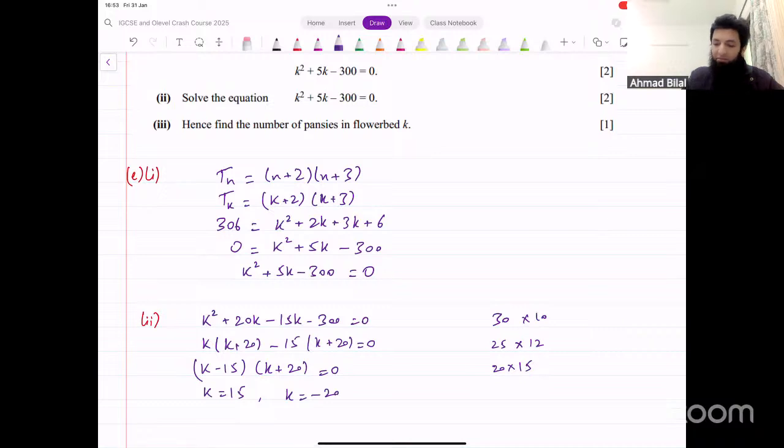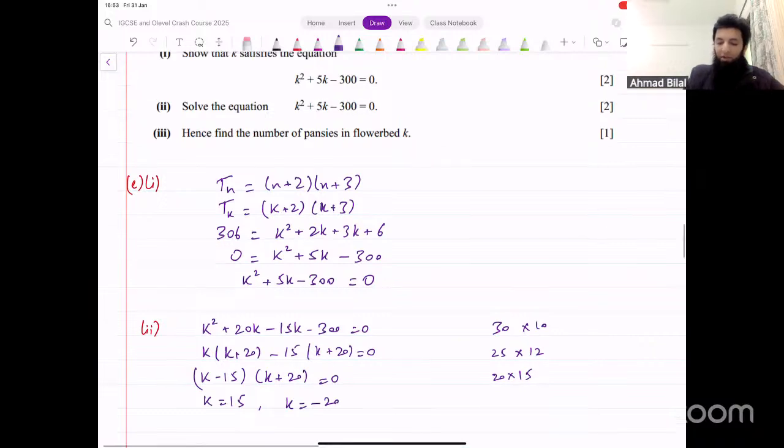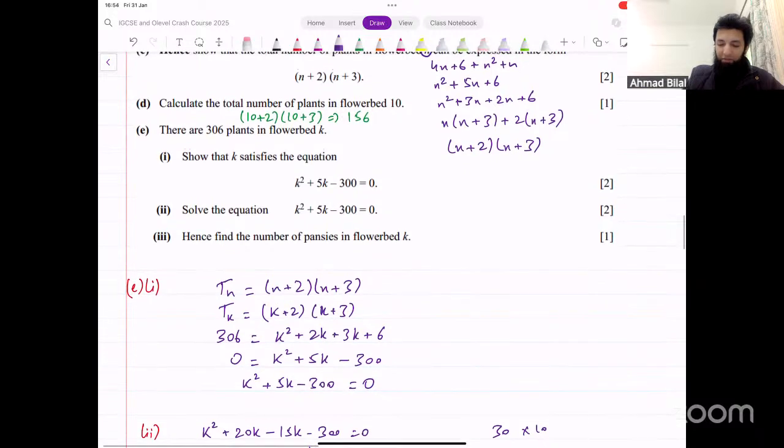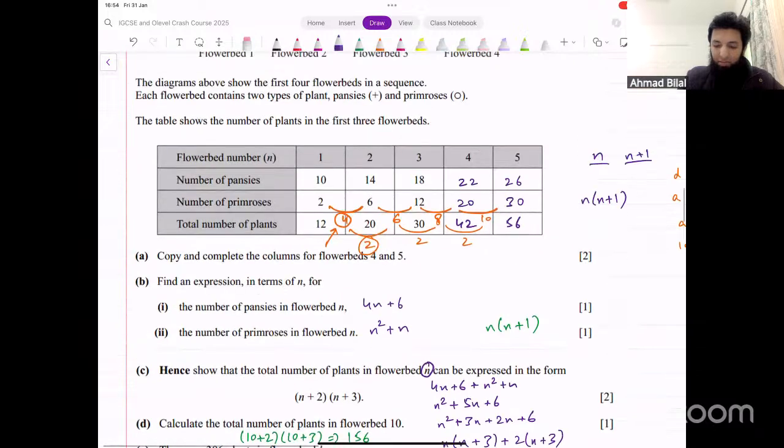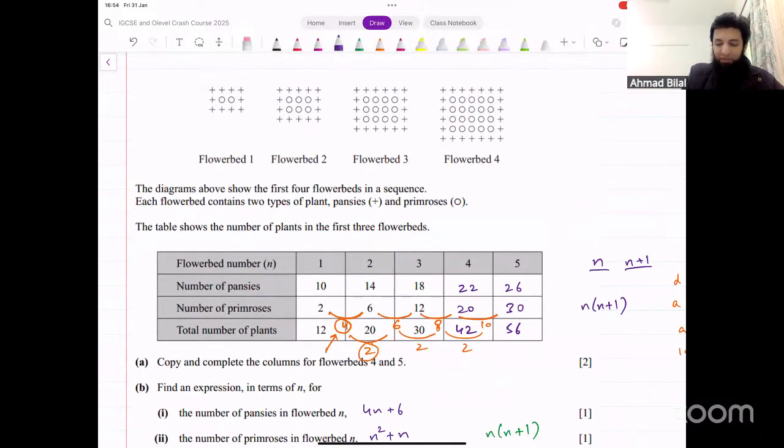Okay. Now you have to be careful. What does k represent? K represents the flower bed K. It's the number of that flower bed. So it's going like this: 1, 2, 3, 4, and so on.